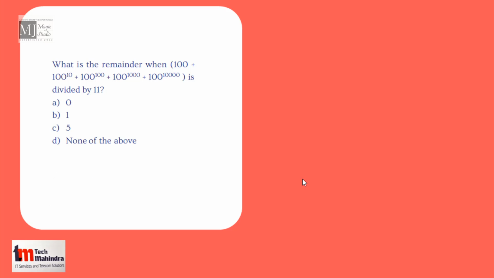A very simple yet interesting question there on the screen. What is the remainder when 100 plus 100 to the power 10 plus 100 to the power 100 plus 100 to the power 1000 plus 100 to the power 10,000 is divided by 11? What is the remainder if I divide 100 by 11? That is 1. Remainder would be 1. 9 times 11 is 99, and then we are left with 1.